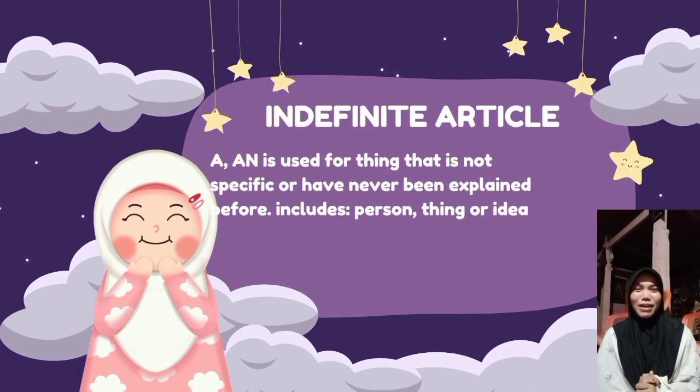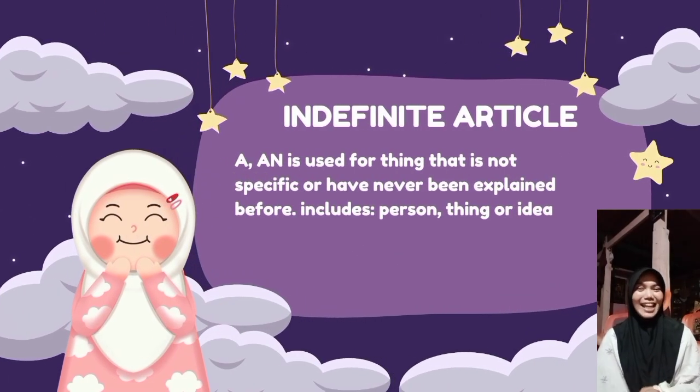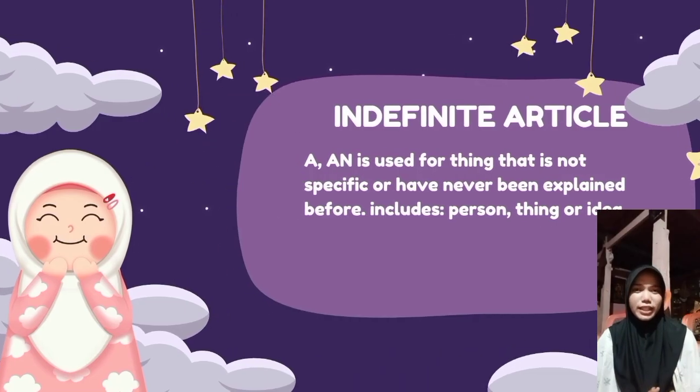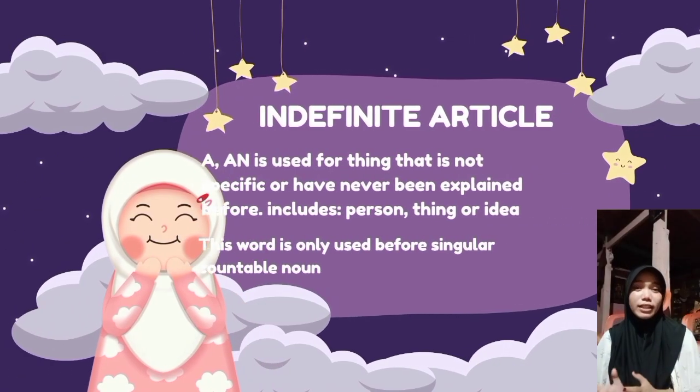Next, let's talk about indefinite article. In indefinite article, we study about a and an. It means sebuah, seekor, seorang, refers to one thing. A and an are used for things that are not specific or have never been explained before, including person, thing, or idea. These words are only used before a singular countable noun.